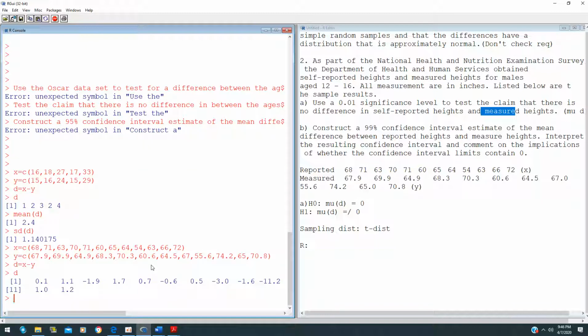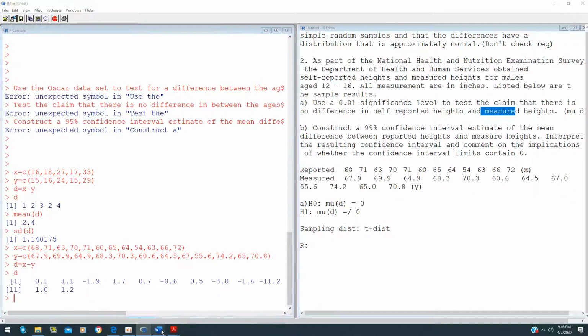And this D is actually the difference between 68 and 61.971, so it's a difference between those numbers. So you got all these numbers, and this is listed under D. So how do we use your R to test the claim?